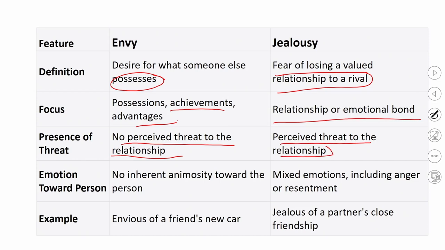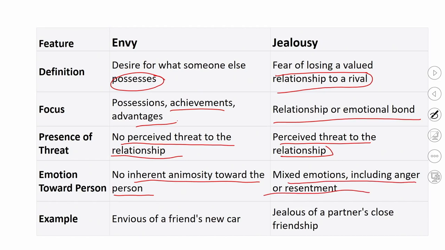Emotion towards the person: in the case of envy, there is no inherent animosity towards the person as such, but it is more focused on what the other person possesses. It may lead to some kind of negative emotions and so on, but that is not necessarily associated with it all the time. In the case of jealousy, it will be a mixed emotion including anger, resentment and so on.